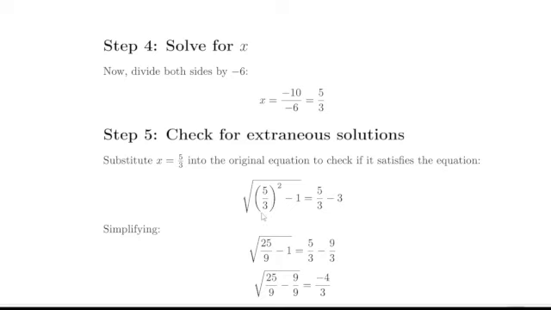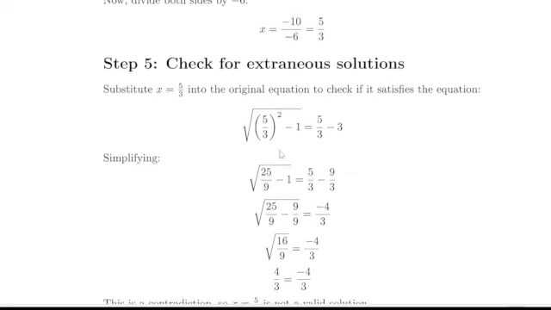So square root of 5/3 squared minus 1 is equal to 5/3 minus 3. 5/3 squared is 25 over 9. When we subtract that by 1, that's the same thing as saying 25 over 9 minus 9 over 9, which is 16 over 9. And then 5/3 minus 3 is just 5/3 minus 9/3, and that's negative 4/3.